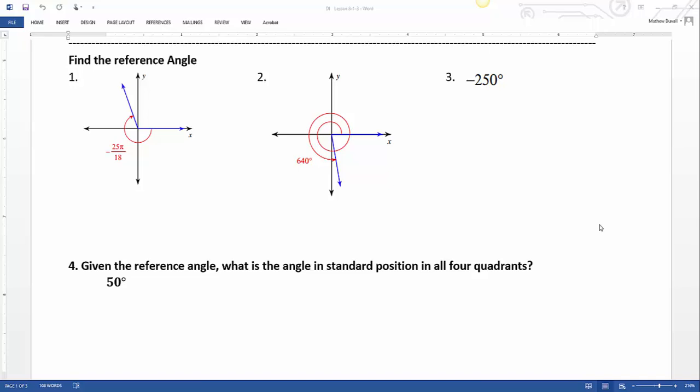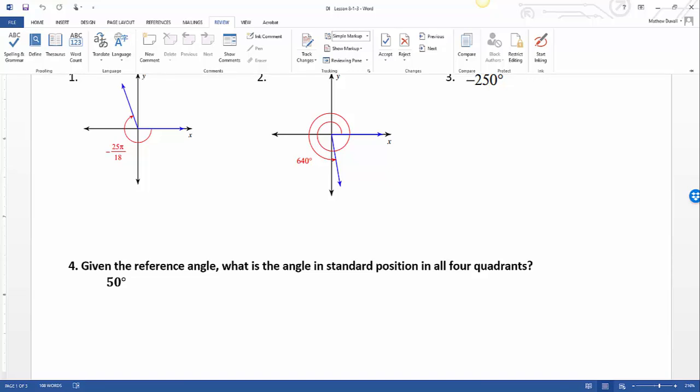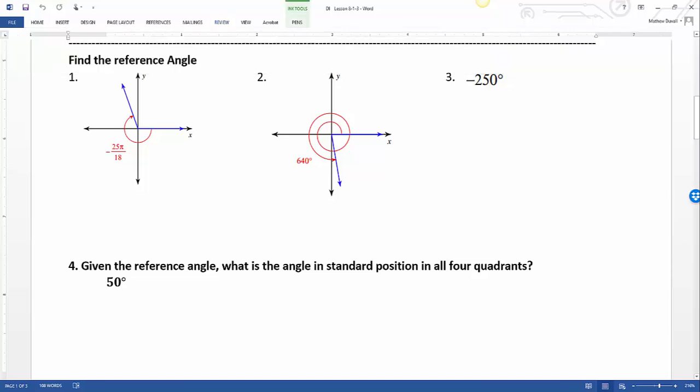So it says, find the reference angle. Now, to remind you, the reference angle is the angle between the x-axis and the terminal side. So in this instance, just drawing it in, this right here is the reference angle.